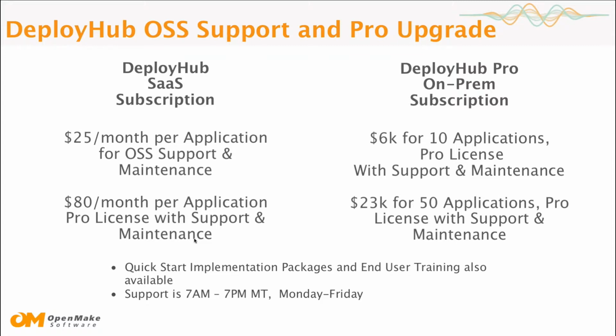So that's $25 per month for the open source, $80 for the pro, and then on-premise we have the $6,000 for 10 applications, and then $23,000 for 50 applications. Enterprise level over 50 applications, we do have that available as well. All these include support and maintenance as part of the subscriptions.